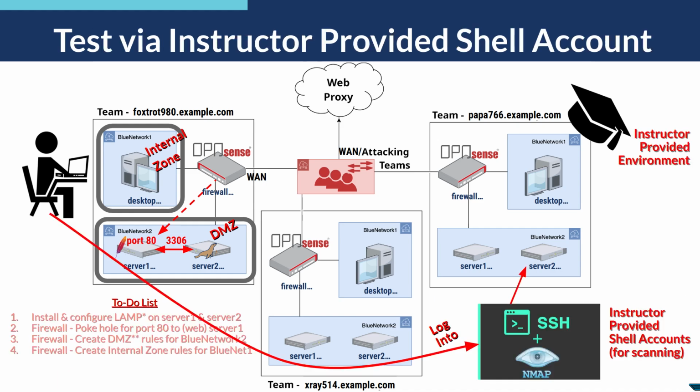Task 5 is going to be logging into this SSH server down here that the instructor has given us. Each student will probably get their own unique login for that. It depends on how your instructor does it, and they may give you a different machine than server 2. I've got server 2, Papa766.example.com over there on the right. This system here. So I'm going to be logging into that system as, I think, the user Foxtrot. So I'm going to log in over here.